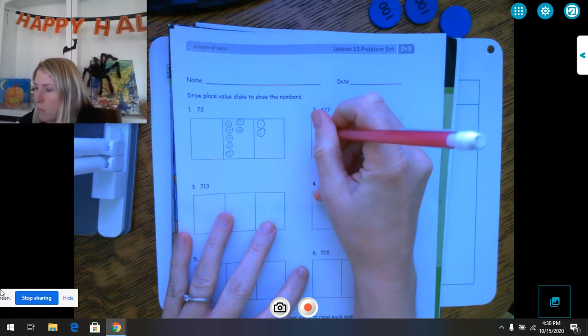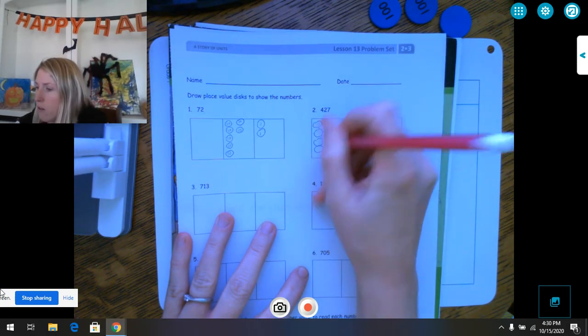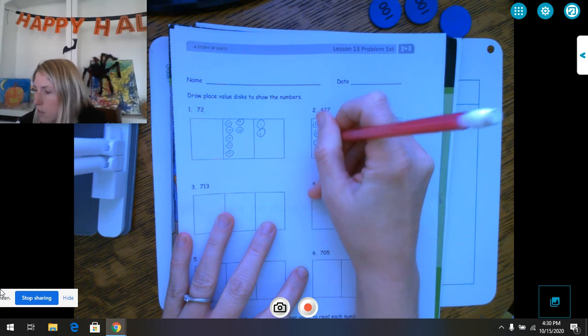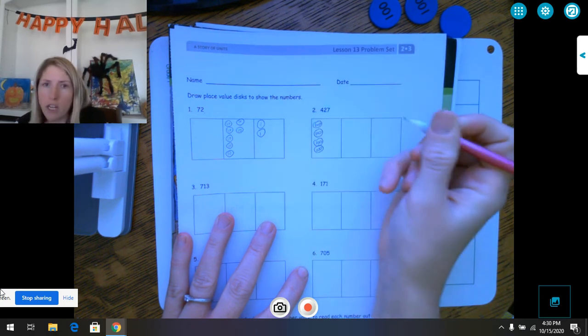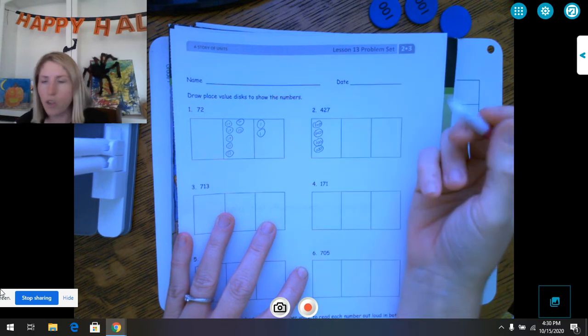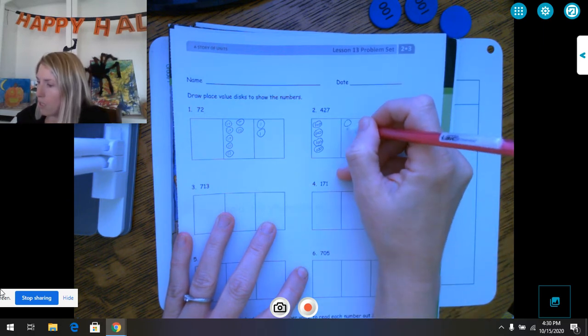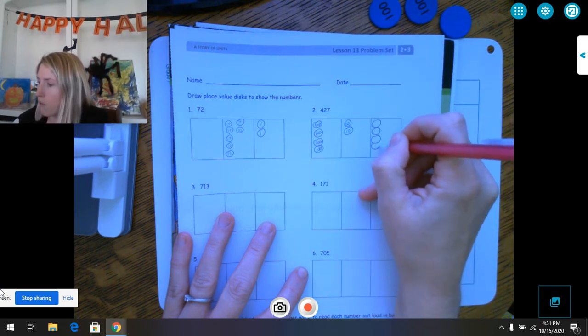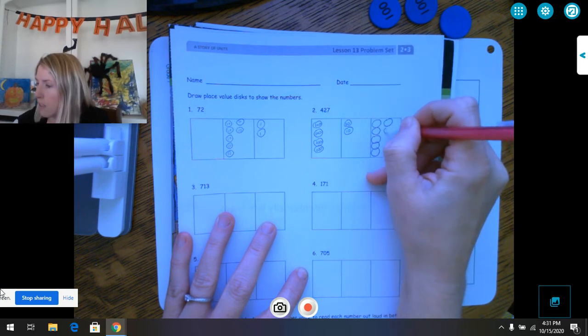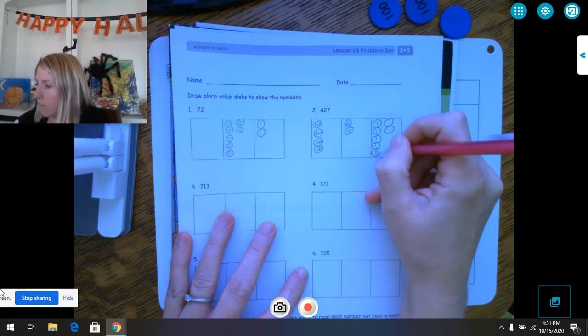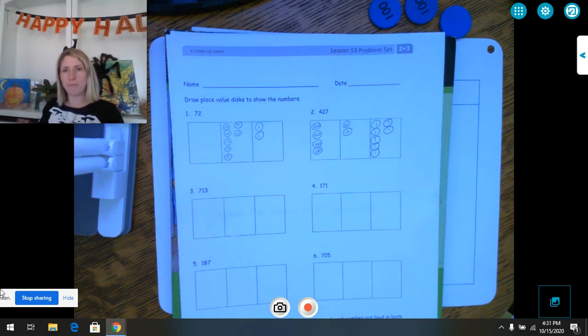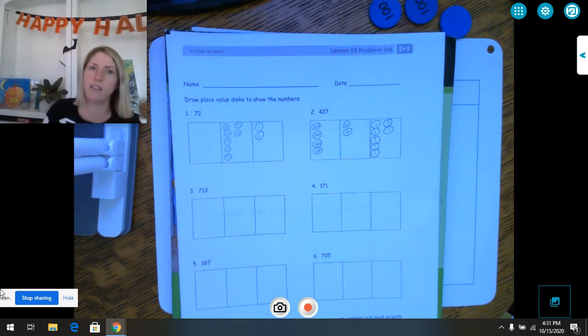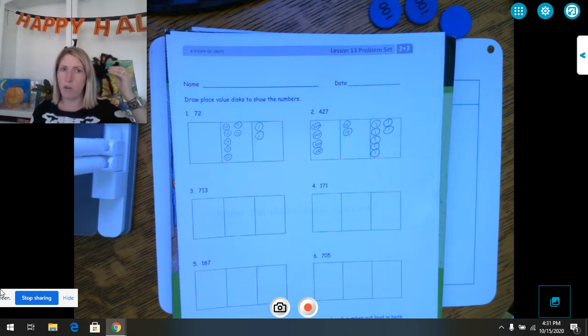So 400s, 1, 2, 3, 4. We're going to write 100 on each of those because each of those circles is worth 100. 2 ten circles, that makes 20, and 7 one circles. 1, 2, 3, 4, 5, 6, 7. Perfect. 427. Remember, if I go too quickly for you, push pause. Cool thing about videos, just pause me.